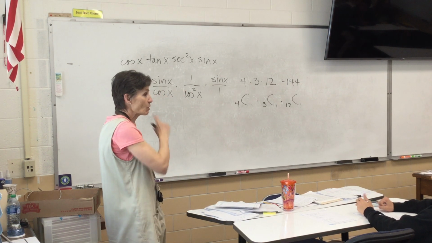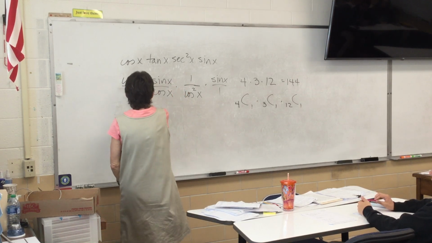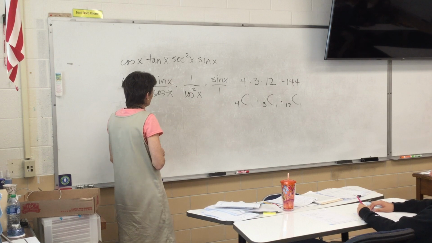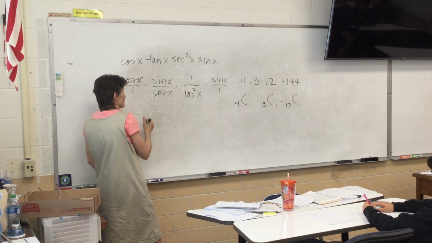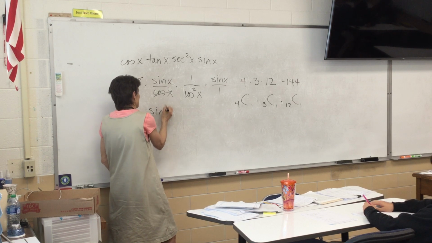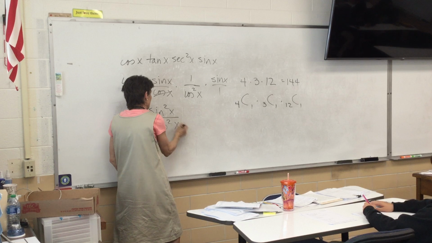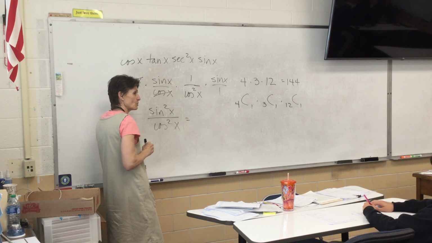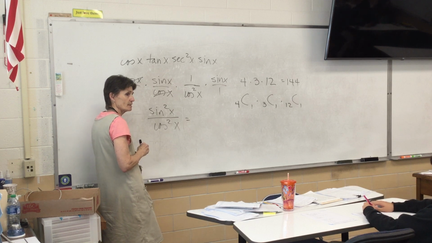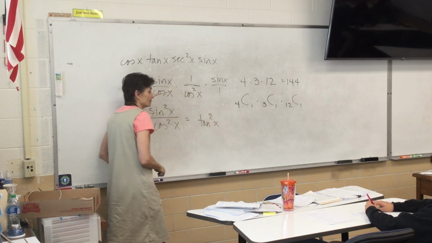Then what happens? That's all multiplication, so now we just start canceling. That cosine will cancel with that. So what am I left with? Sine squared x over cosine squared. Yep. What's sine over cosine again? Ethan just told us sine over cosine is tangent. So this is just tangent squared.